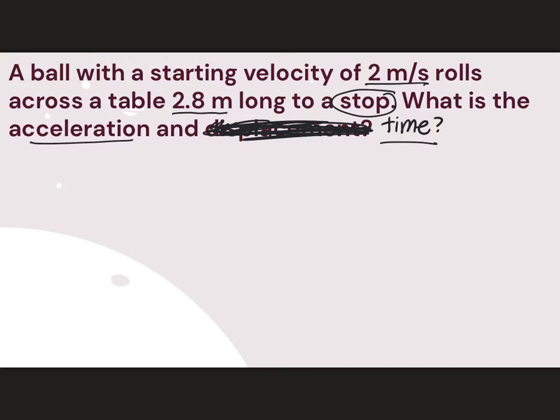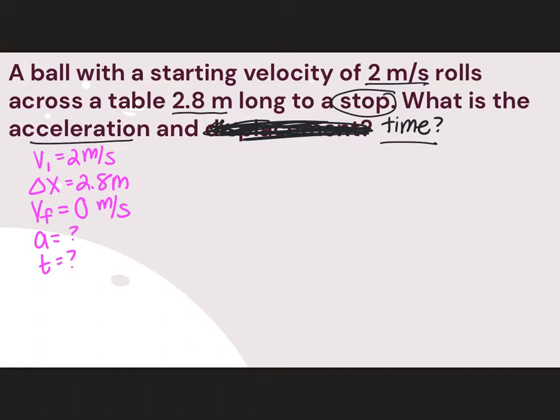Let's write down all our variables. I know my initial velocity is 2 meters per second. Note how I'm adding in my units. My displacement is 2.8 meters. It says it's rolling to a stop. That means my final velocity is 0. And I am looking for acceleration and time.